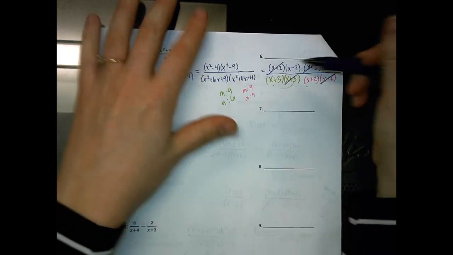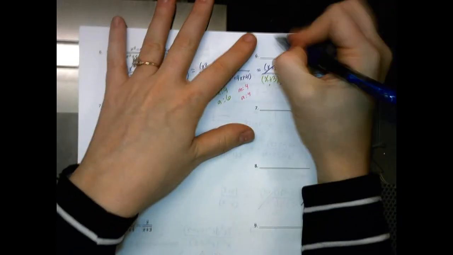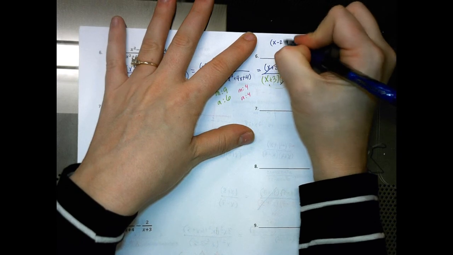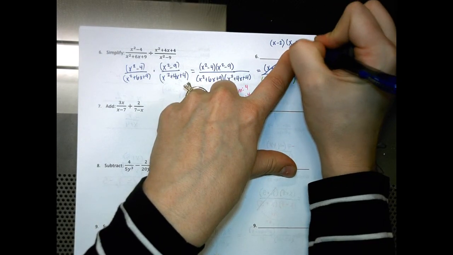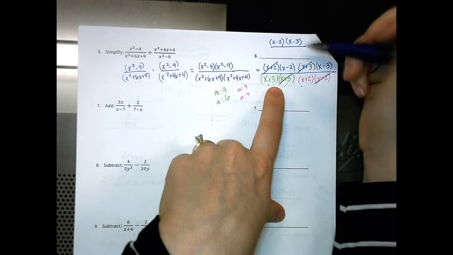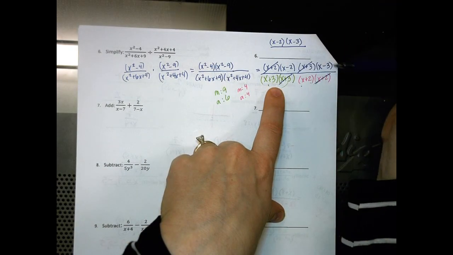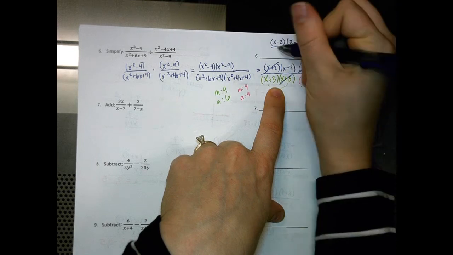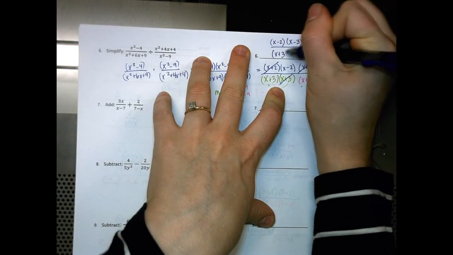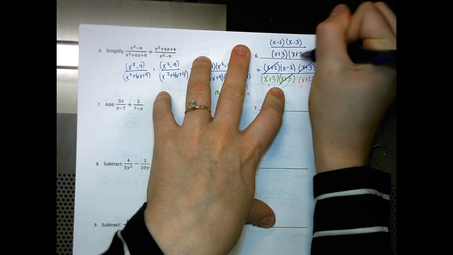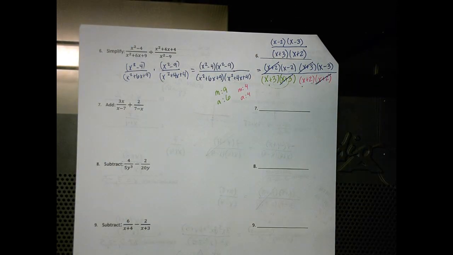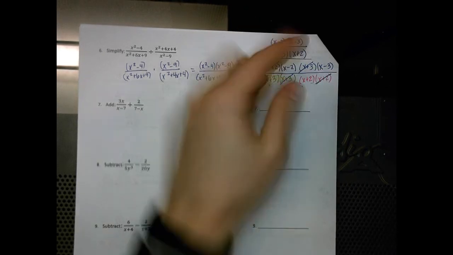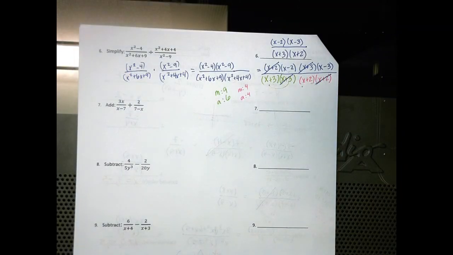Which means this can't be simplified anymore, so we need to write our simplified form of all of my factors that are left, which is x minus 2 times x minus 3 over x plus 3 times x plus 2. And you can write those, multiplication is commutative, so you can write those in the opposite order, and that's fine too.